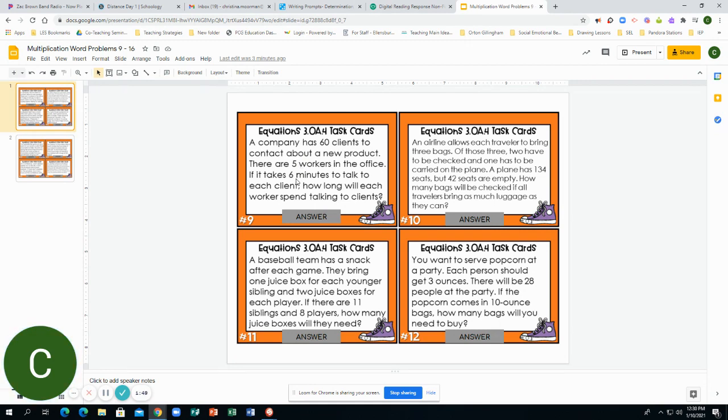And then it takes 6 minutes to talk to each client. So now you have to add 12 6 times. So you're going to add 12 plus 12 plus 12 plus 12 plus 12 plus 12. Is that 6 12s? Add 12 together 6 times, and then you'll get your answer. Make sure you label your answer. How long will each worker spend talking to clients?